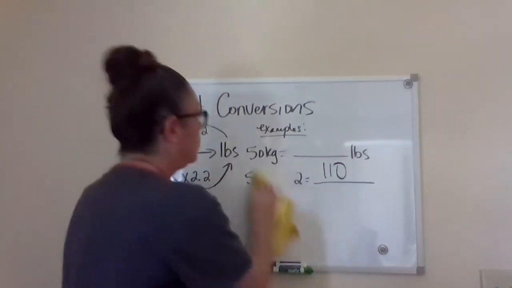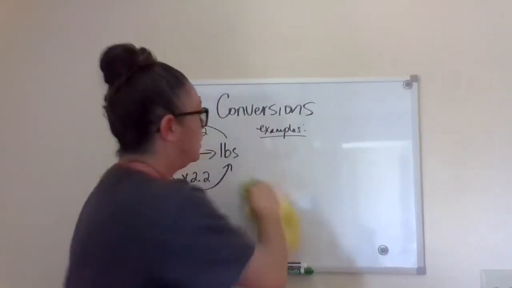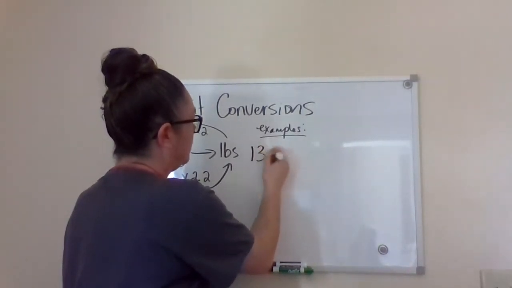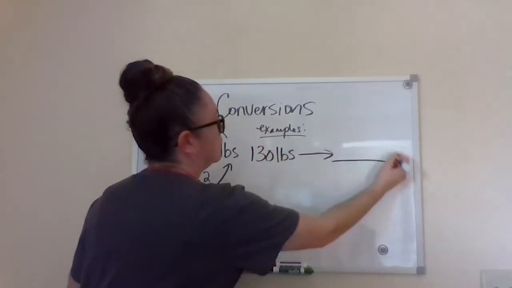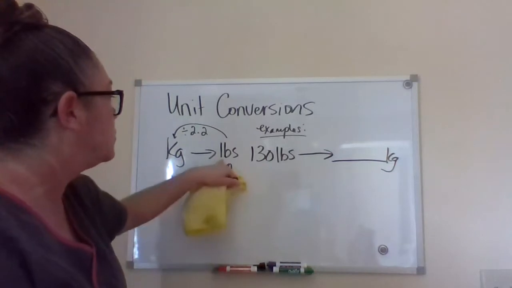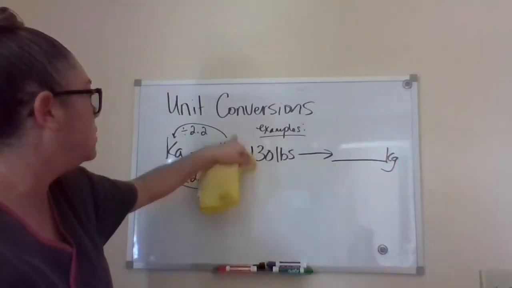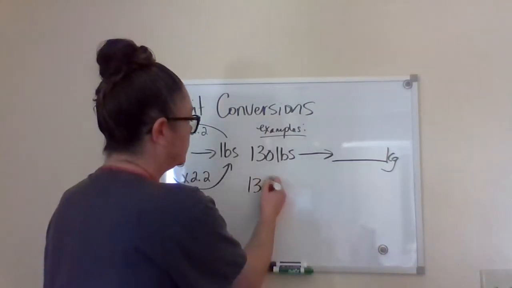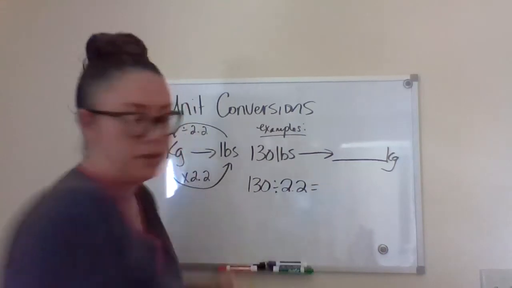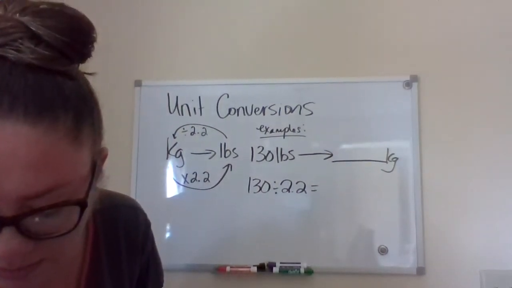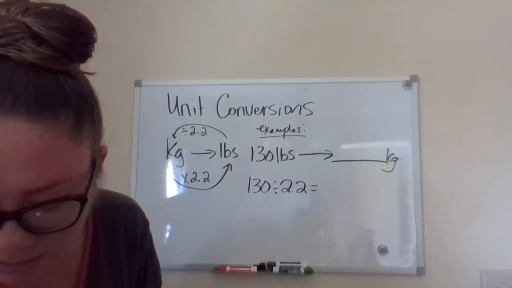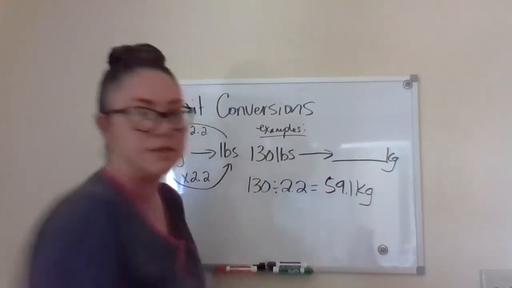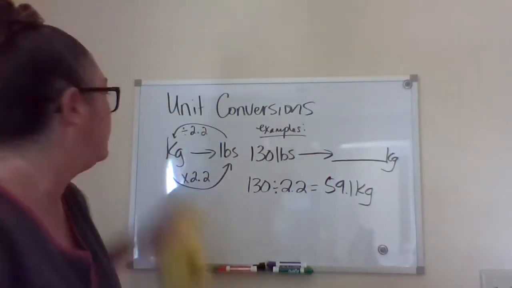Okay, so it works for the opposite way as well. If we are given our number in pounds, let's say 130 pounds, and we want to convert that to kilograms, we're starting over here, so our number's in pounds. We're going to divide our number, which is 130, by 2.2. So 130 divided by 2.2, and we get 59.1. And our answer is in kilograms.